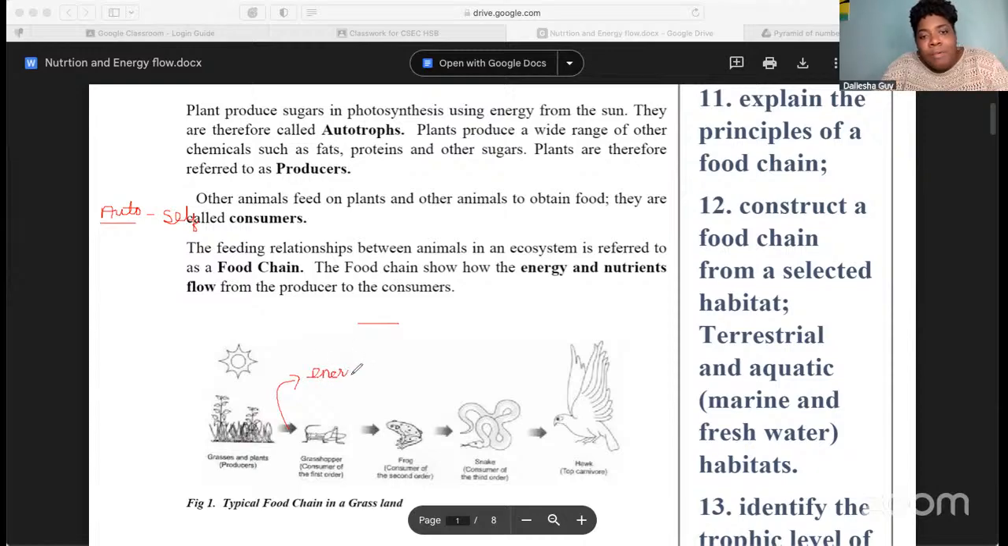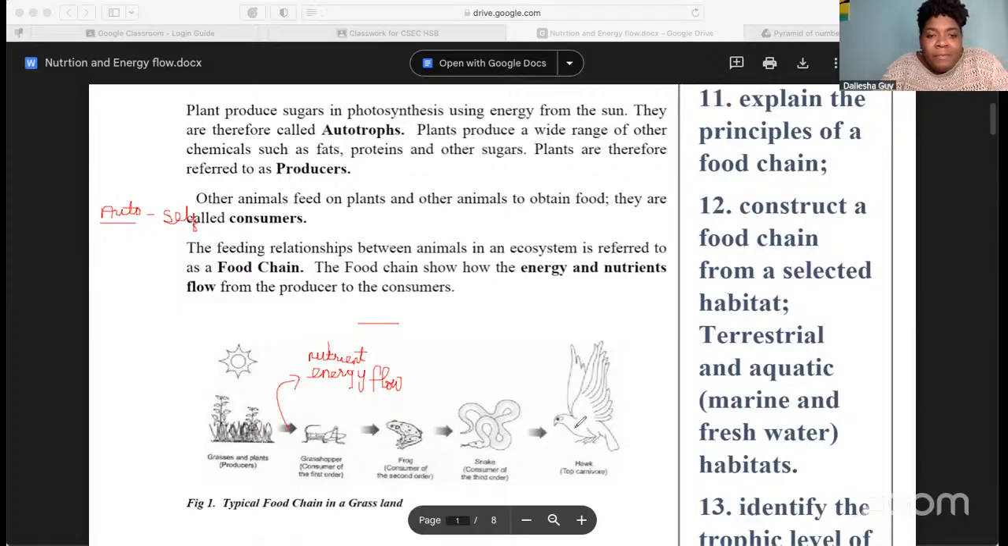So the arrow shows how the energy flows, as well as how the nutrients flow. So it shows energy flow and nutrient flow. That's what the arrow does. It shows the energy flow and the nutrient flow in the ecosystem. So please remember not to draw your arrow the opposite way. It goes from the producer and then to the consumers.